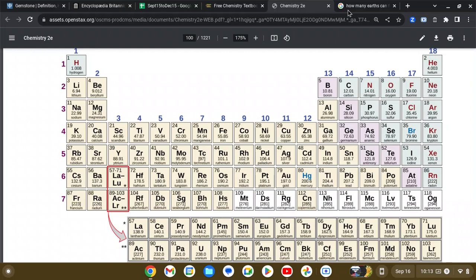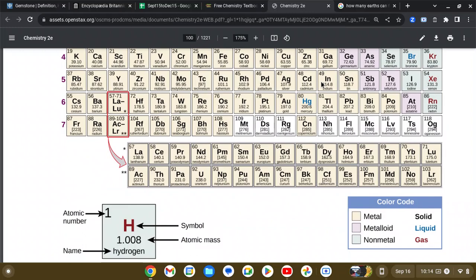Where was I? Mercury, thallium, lead, bismuth, polonium, astatine, radon. Berkelium, californium, einsteinium, fermium, mendelevium, nobelium, lawrencium. Rutherfordium, dubnium, seaborgium, bohrium, hassium, meitnerium, darmstadtium, roentgenium, copernicium, nihonium, flerovium, moscovium, livermorium, tennessine, oganesson.